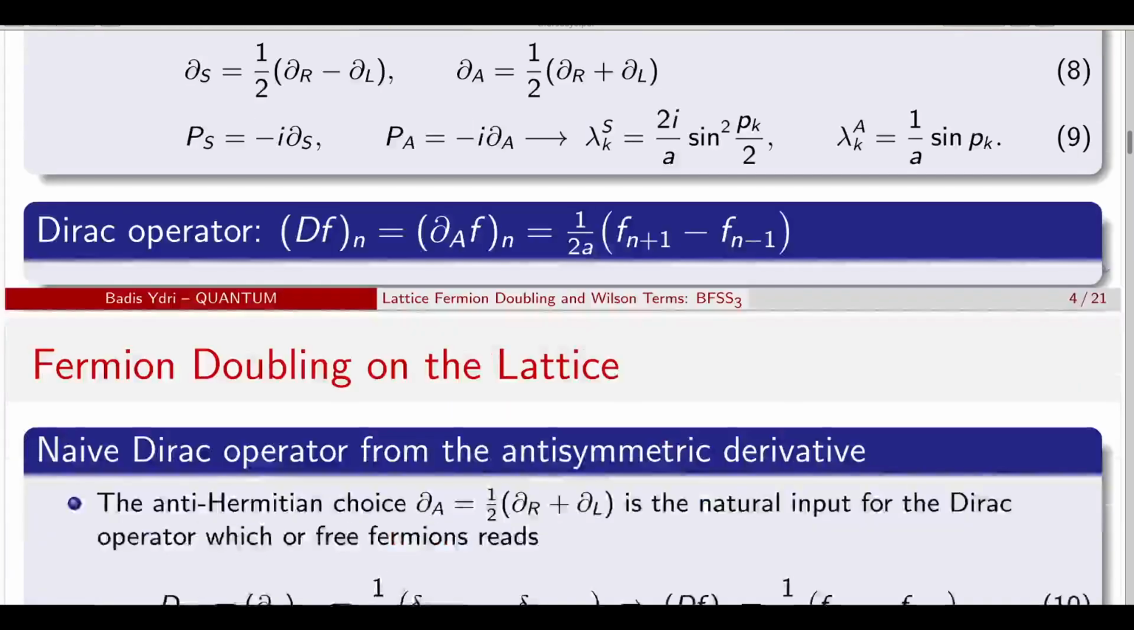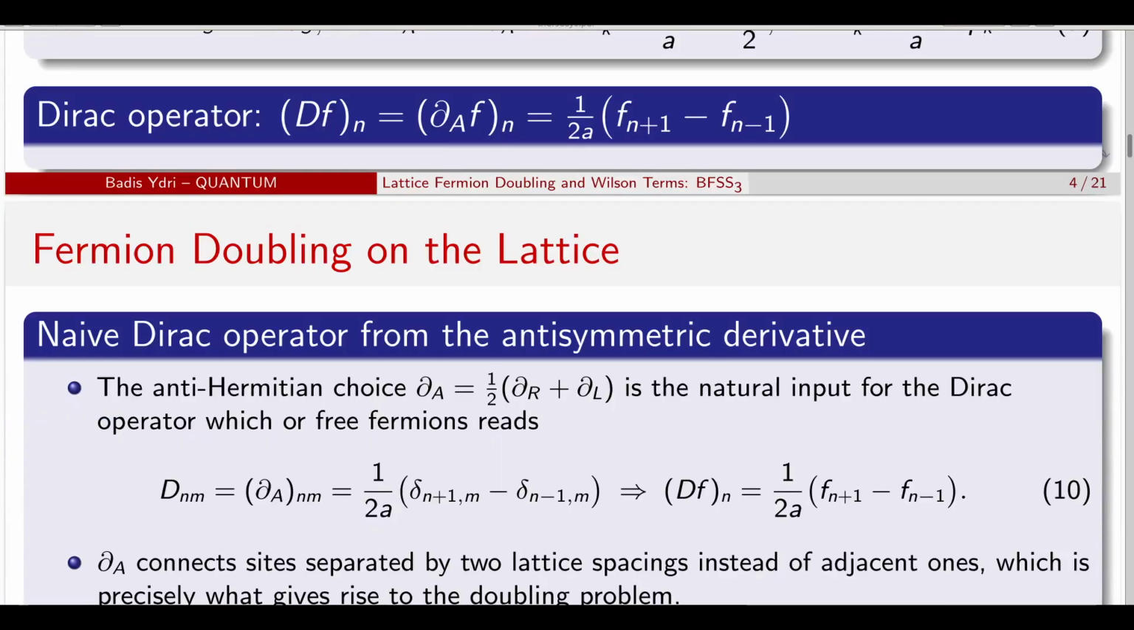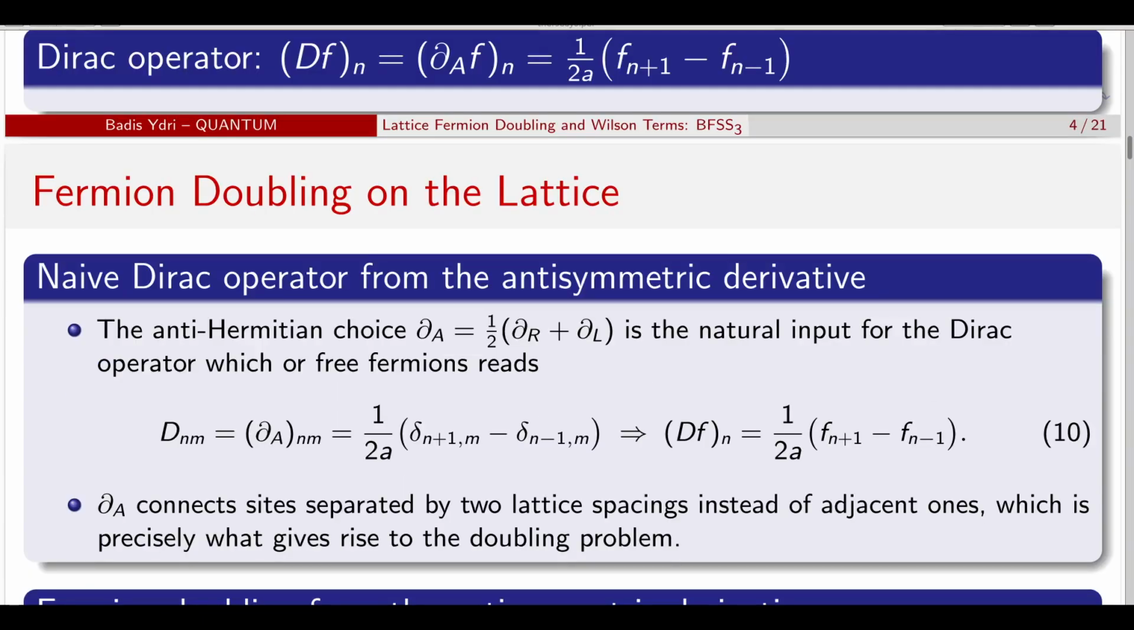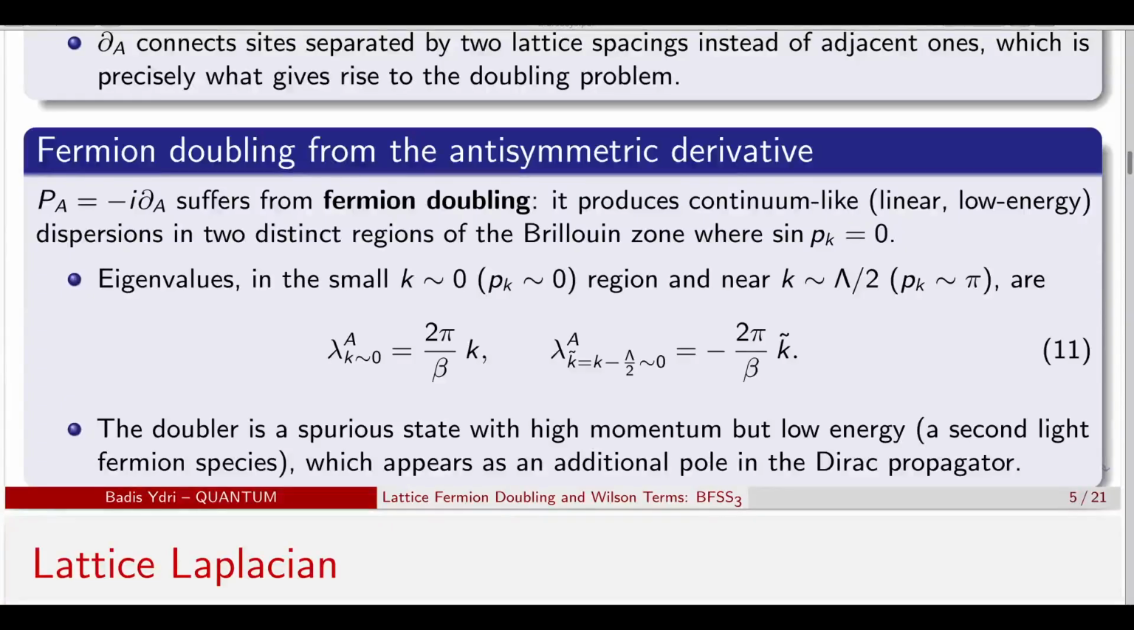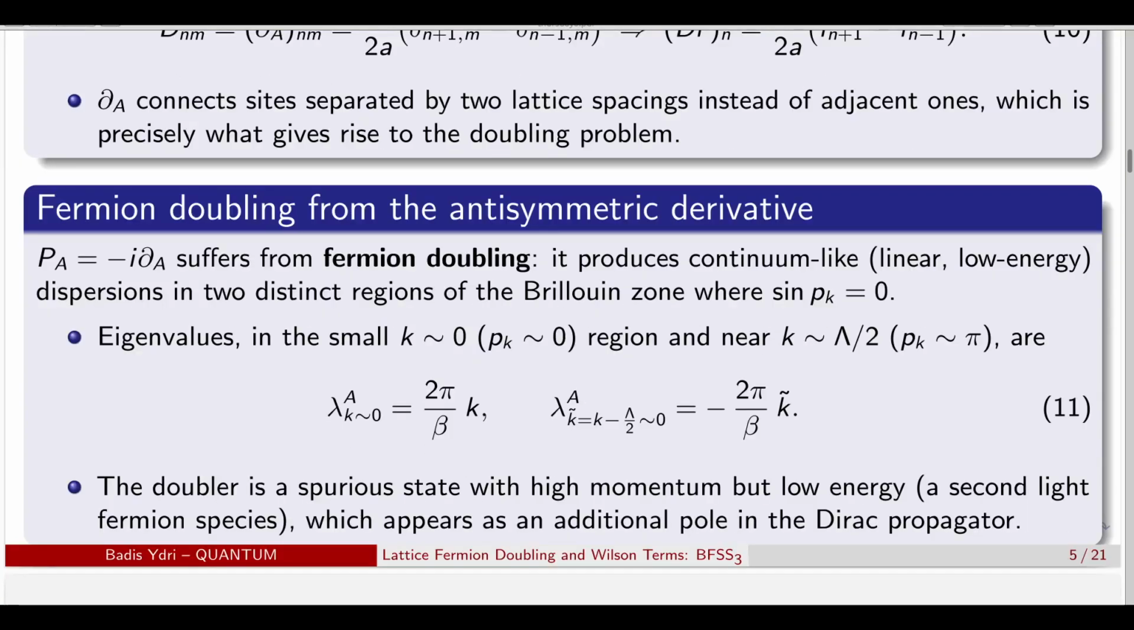The naive Dirac operator uses this antisymmetric derivative. D acting on f at site n equals 1 over 2a times f at n plus 1 minus f at n minus 1. The antisymmetric derivative connects sites separated by two lattice spacings instead of adjacent ones. This two-step stencil is the origin of the fermion doubling problem. In momentum space, the corresponding momentum operator, p sub A equals minus i times partial A, has eigenvalues proportional to sine p k.